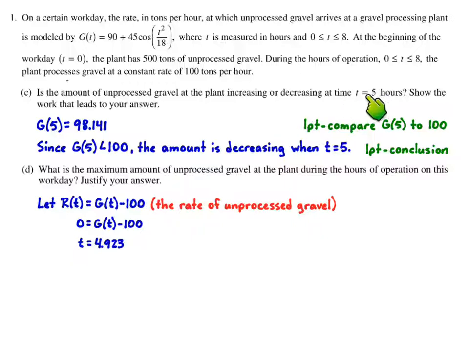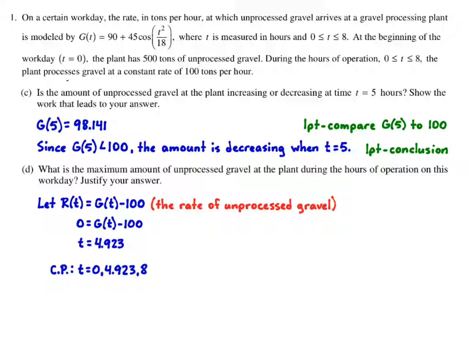Now, you have two other critical points in this case because you have endpoints here. We know that we had 500 tons of gravel at the beginning of the day. So when t equals 0, we had 500 tons. We don't know how much we ended with, and we don't know how much we have at this point. So we have to figure out the amount at each of those three critical points. So our critical points are 0, 4.923, and 8.